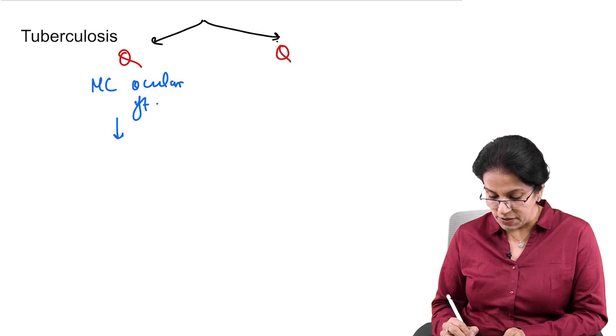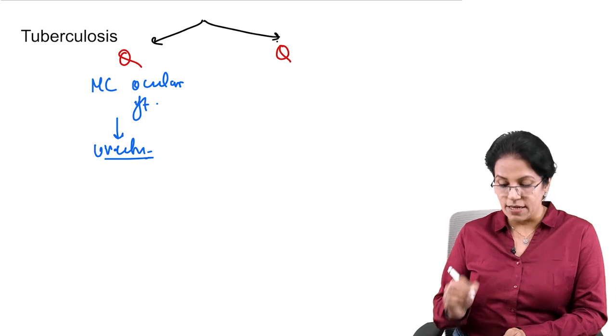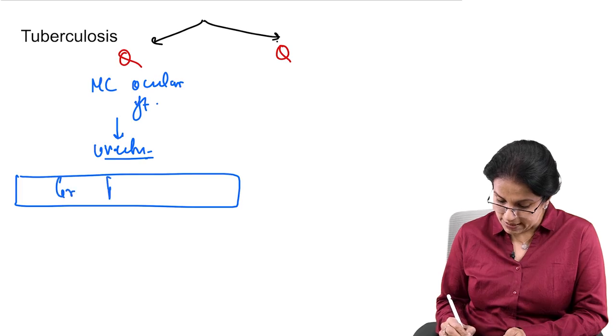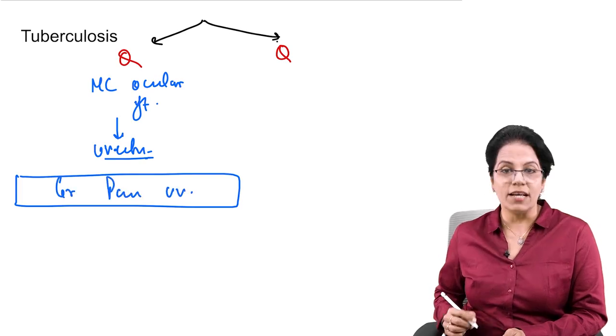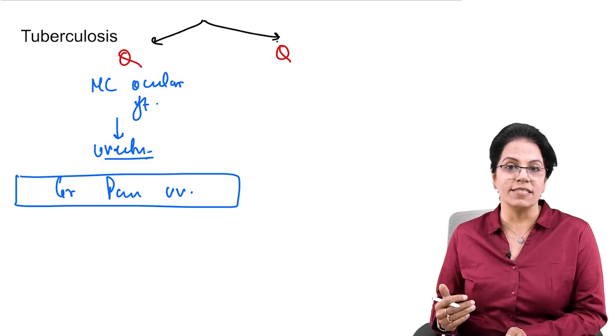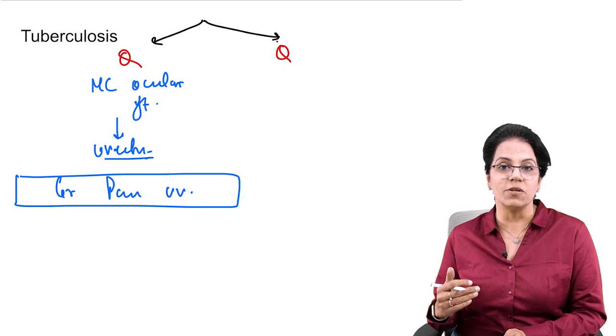Mainly the option was given as Koeppe's nodules. Of course, tuberculosis causes granulomatous panuveitis. And how do you manage it? Apart from giving steroids, ATT has to be given. Under that cover only can we manage this inflammation, but otherwise steroids will be avoided.